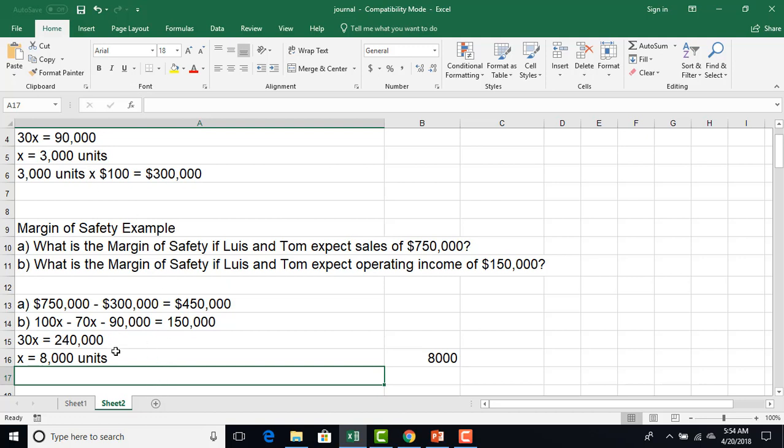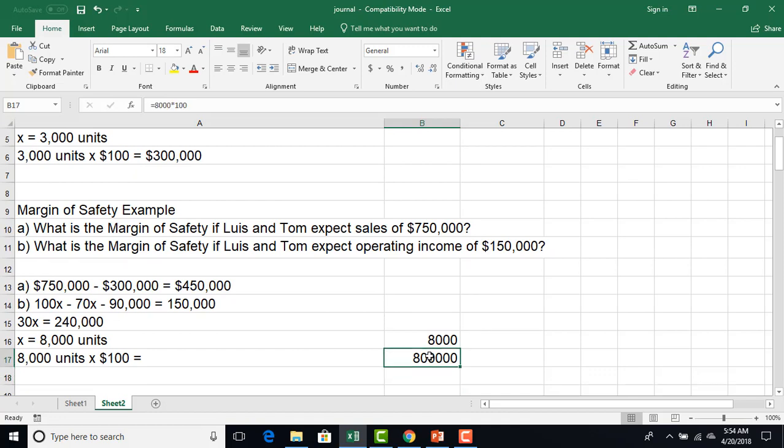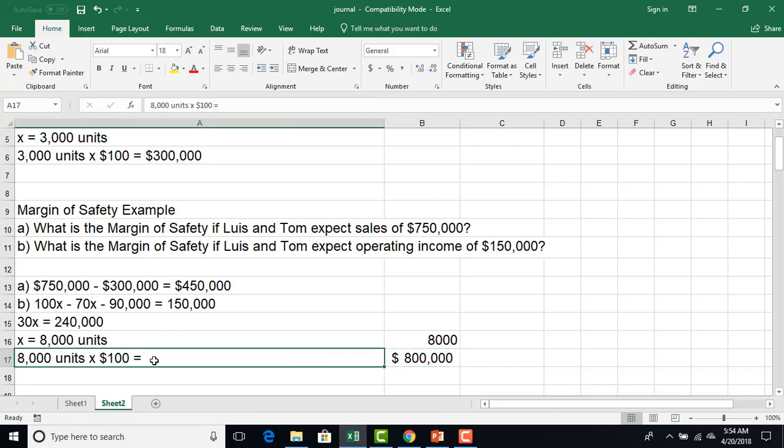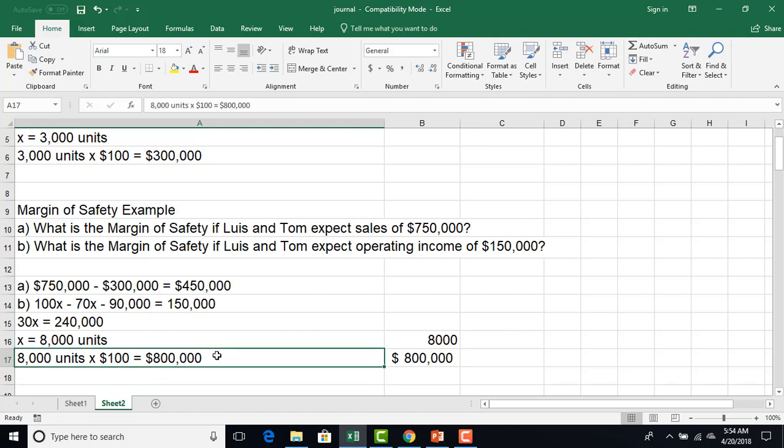All right, not my break-even, sorry, my margin of safety. All right, so because I'm expecting 8,000 unit sales, but it wants a dollar value, let's take this a step further. All right, so 8,000 units. I'm going to multiply that by my selling price per unit of $100. So 8,000 times $100. All right, that gives me $800,000 of expected sales at that income of 150,000.